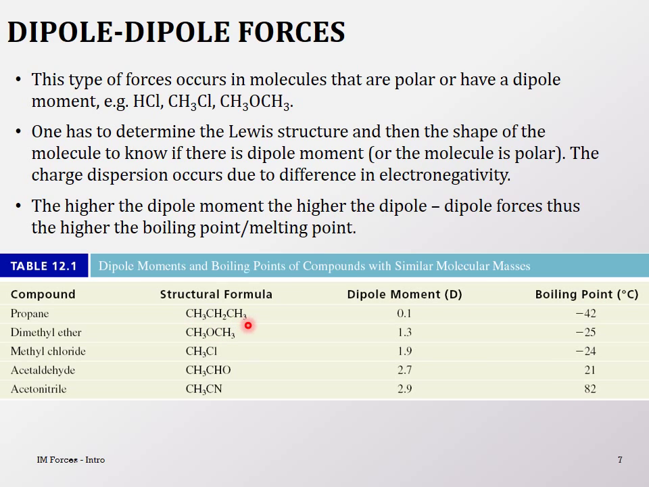CH3, CH2, CH3, nothing here. There's not even an atom with a higher electronegativity. So it has nothing going for it except for dispersion forces. When you look at dimethyl ether, this molecule here, just pretend that this CH3 and this CH3 is not there and you have H and H over here.